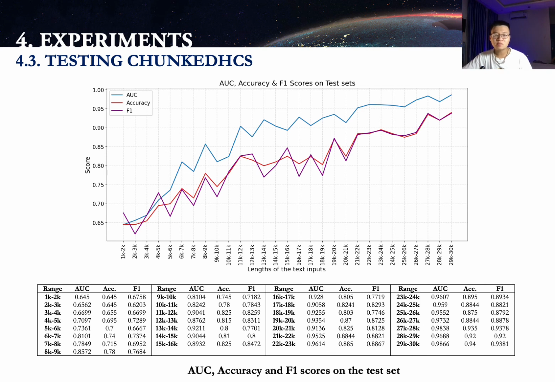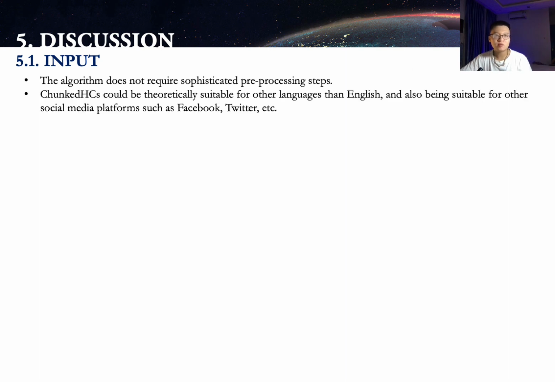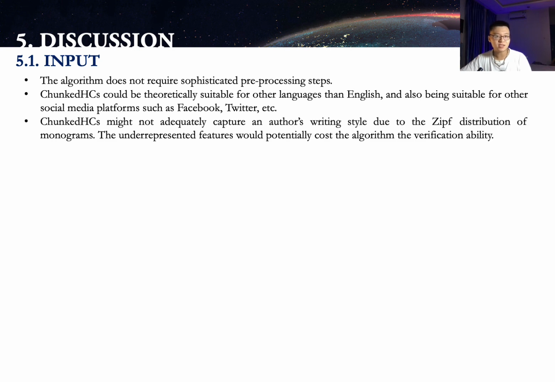For longer text, the performance metrics increase. In particular, the accuracy and F1 reach up to 0.94 and 0.93 respectively for the longest interval between 29,000 and 30,000 characters. Now, we talk about the discussion. The input: the algorithm does not require sophisticated pre-processing steps. ChunkedHC could theoretically be suitable for other languages other than English, and also suitable for other social media platforms such as Facebook, Twitter, etc.